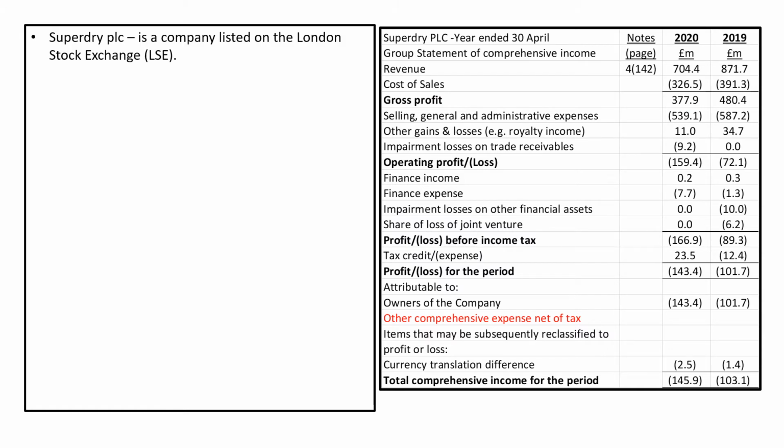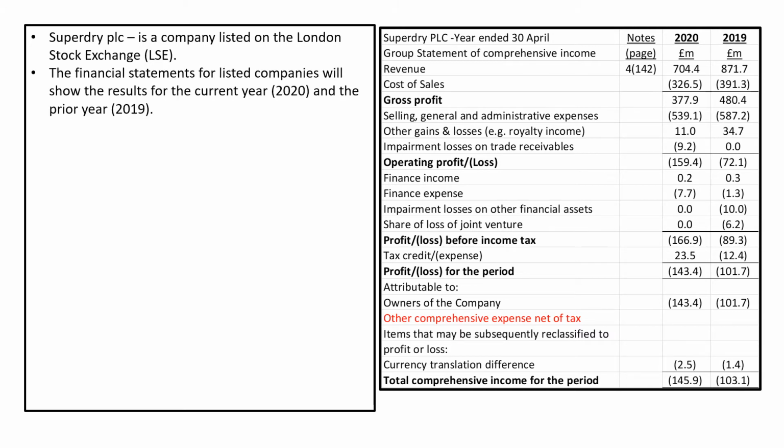Superdry plc is a company listed on the London Stock Exchange. The financial statements for listed companies will show the result for the current year, which is 2020, and the prior year, which is 2019.